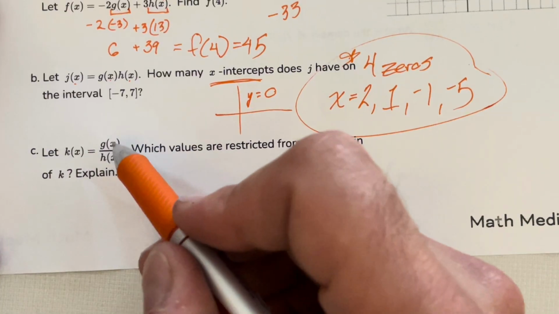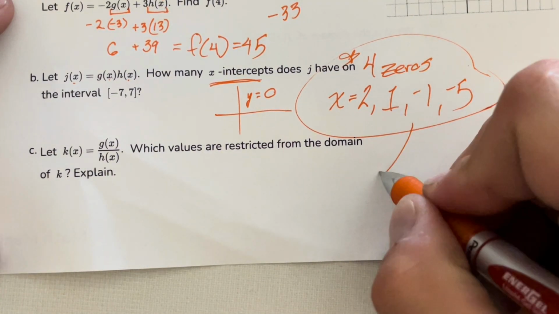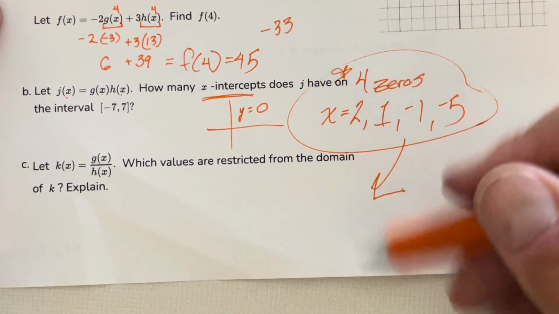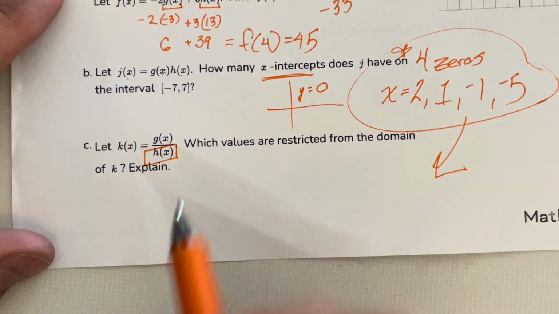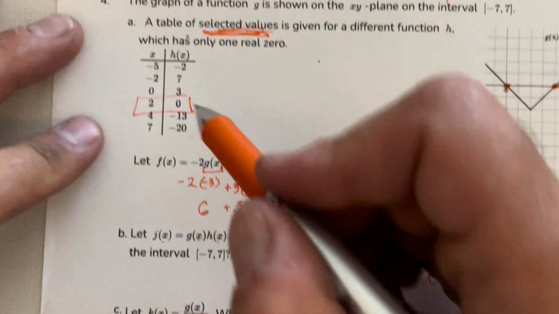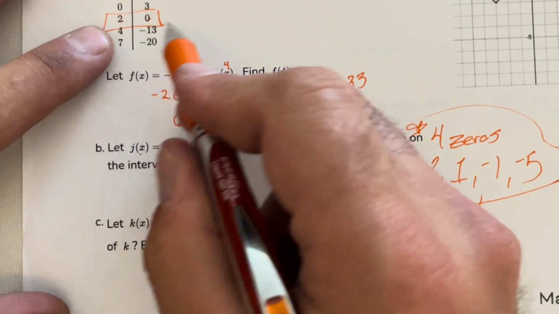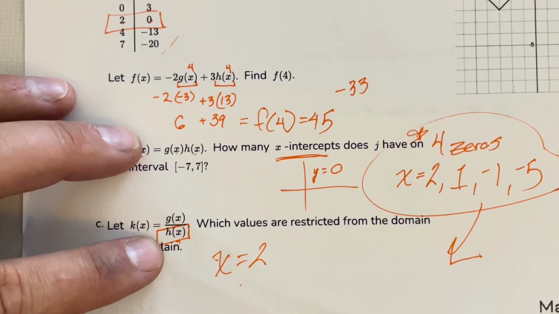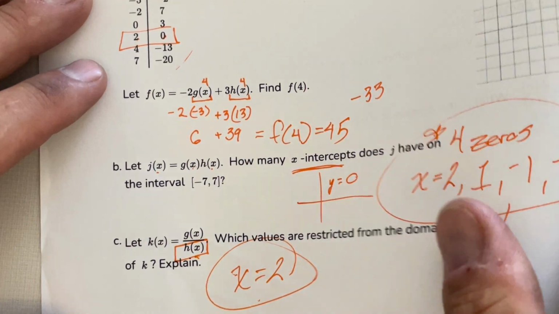Okay, now we're taking the functions and we are dividing them. Which values are restricted from the domain? These values. No, well, let's double check it. That's like the gut instinct, but really it's when h of x is 0. We can't have that happen. So that's really this one. We can't have our x value be equal to 2, because then the h function would be equal to 0, and we can't divide by 0. Yeah, so that's the answer. That's the value that it can't be.